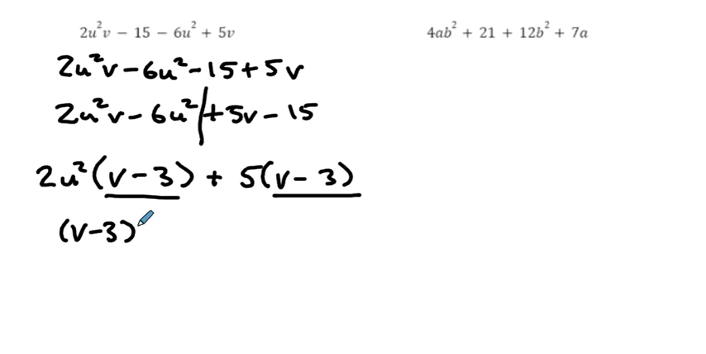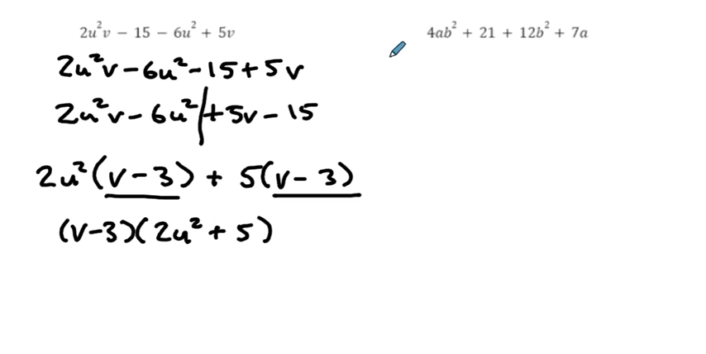We're pulling that out. We're factoring that. And then what's left is the stuff on the sides tacked together. So we've got 2u squared plus 5. And you, my friend, are finished, right? V minus 3 times the quantity 2u squared plus 5.